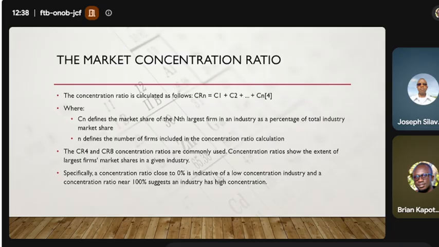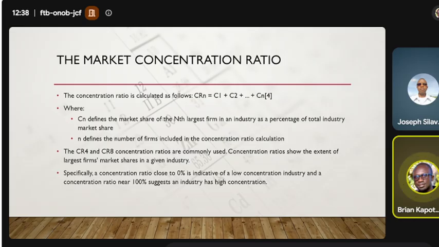Please come again on the CR4. 90. That's correct. Could you explain how you got that? Who was that? It's Richard here. It was just adding up the first 4 percentages. Thank you. Yes, that's it. So adding up the first four percentages, which is 40 plus 25 plus 15 plus 10.